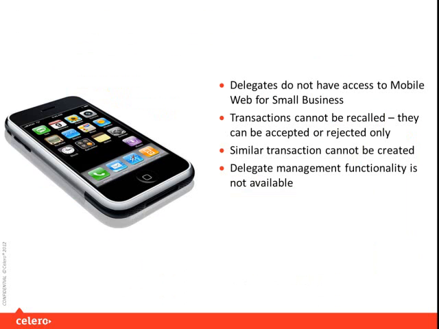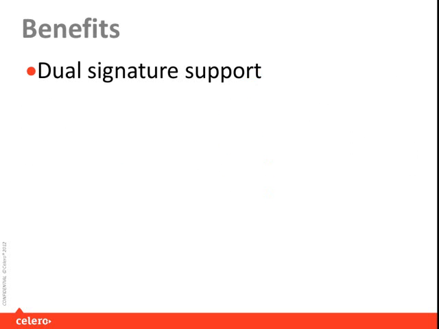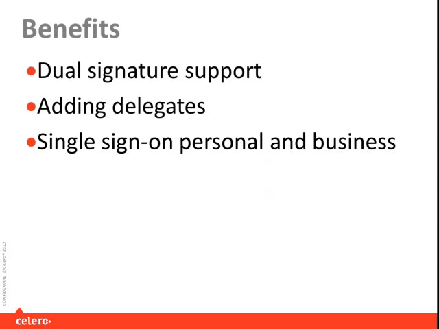Signers also have access to small business via mobile web banking. However, there are 4 features that are unavailable at this time. Some of the benefits of small business services are dual signature support for organizations requiring more than 1 signer. The ability to add delegates to an account further improves and simplifies their online banking experience. The consolidation of their personal and business accounts provides an easy online banking experience.